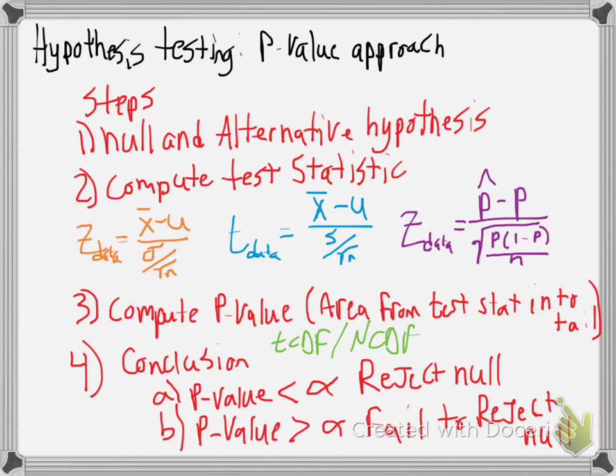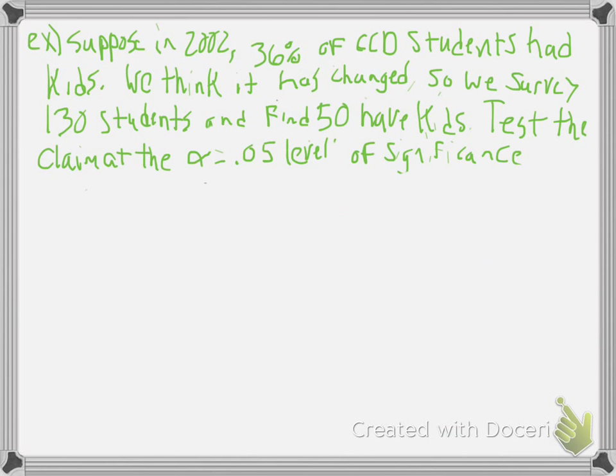If your p-value is less than alpha, you reject the null. And if your p-value is greater than alpha, you fail to reject the null. That's the main thing you're going to have to remember, as well as the steps. The formulas in the middle, we give you. So let's look at an example.